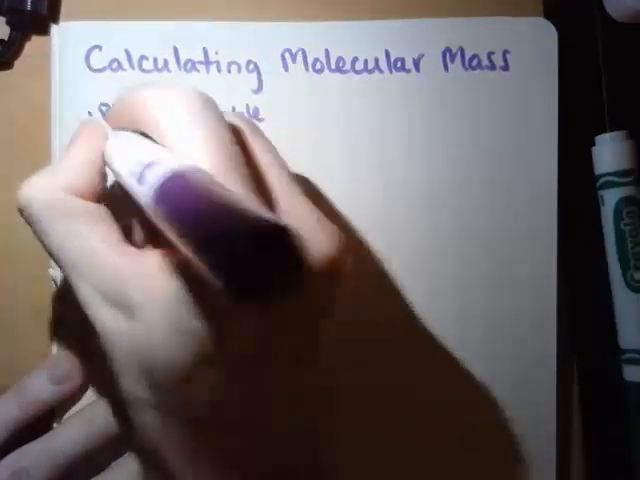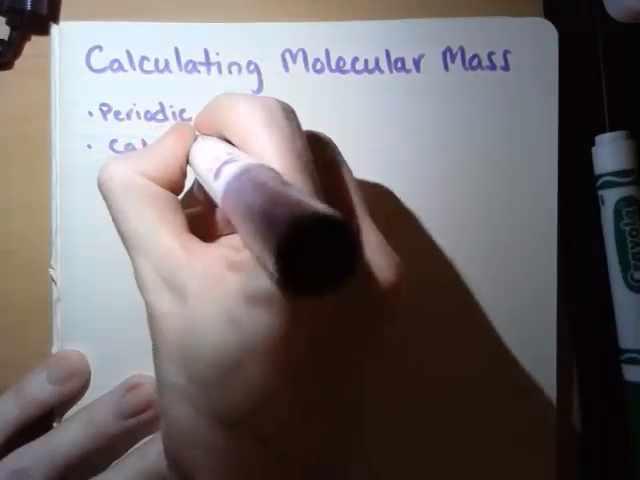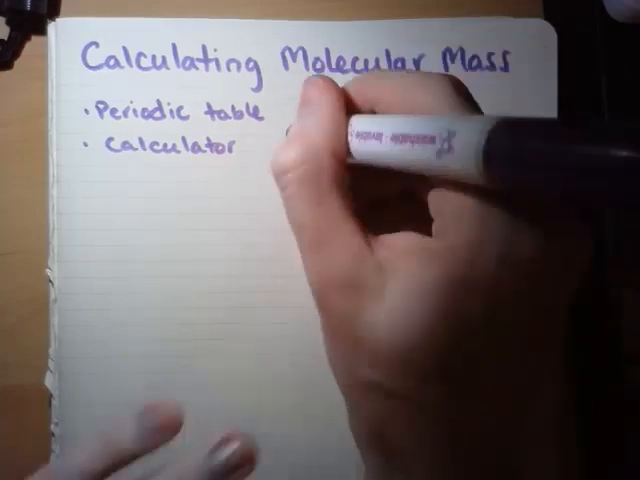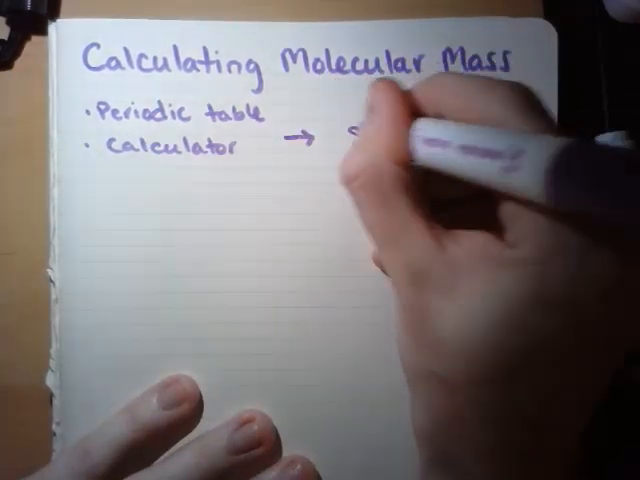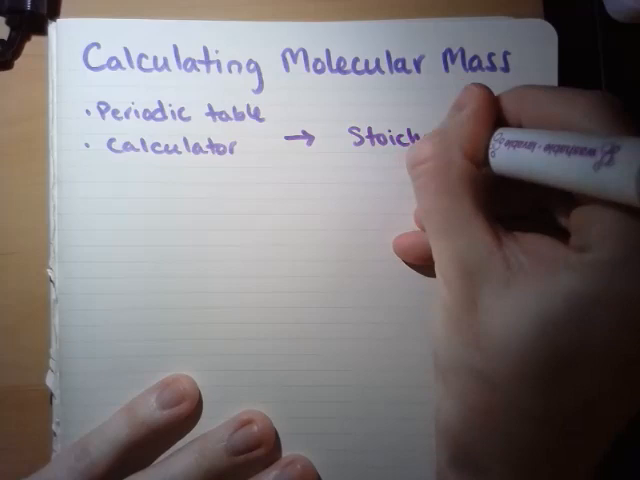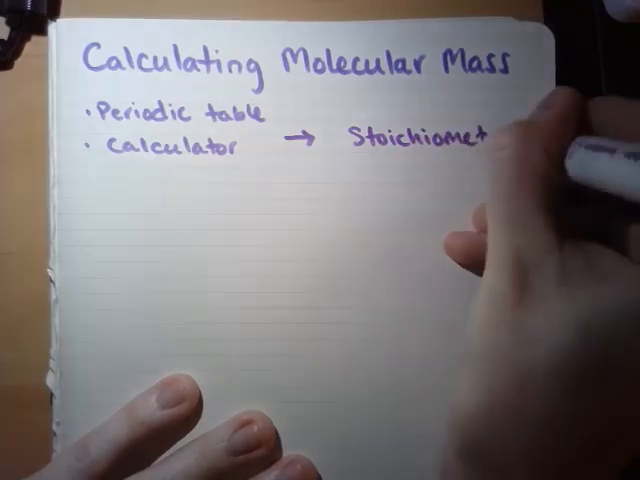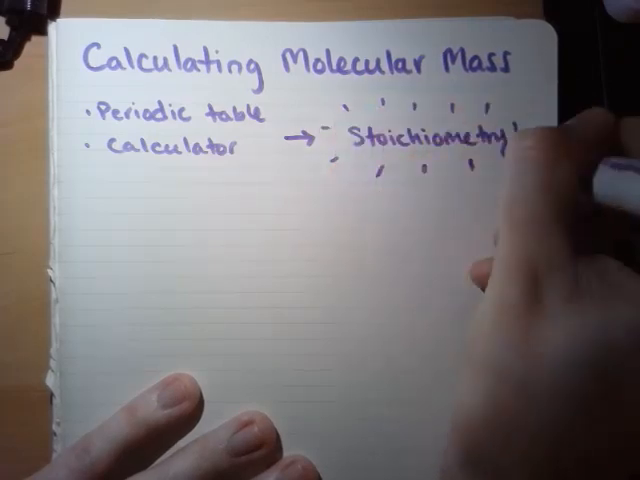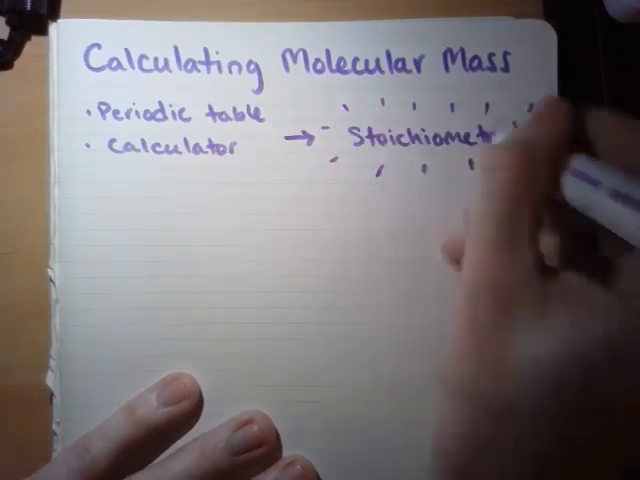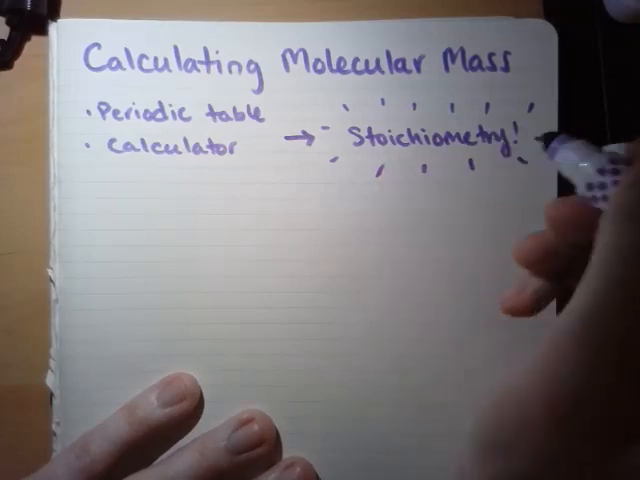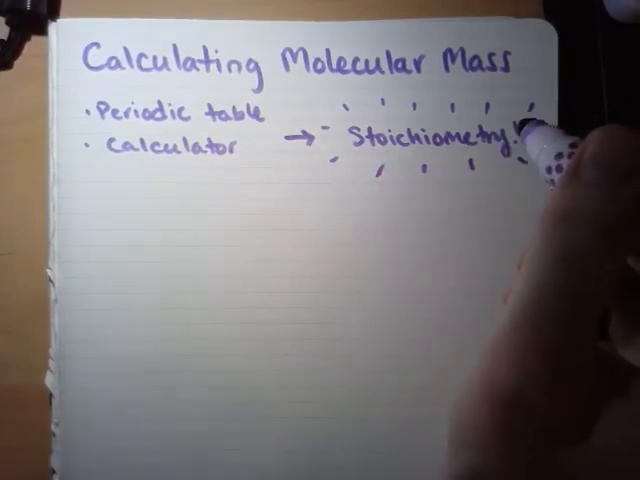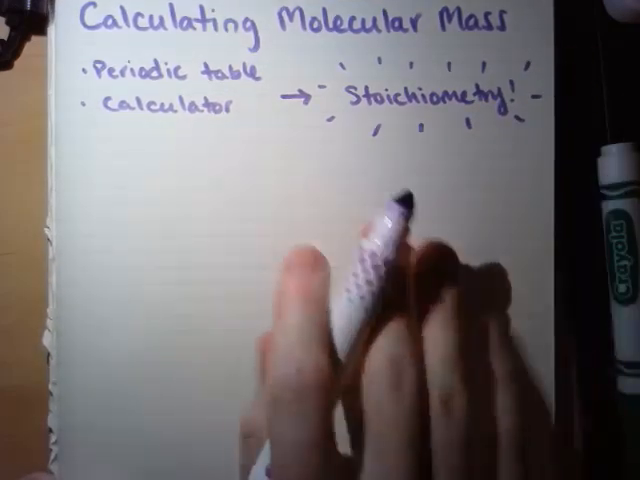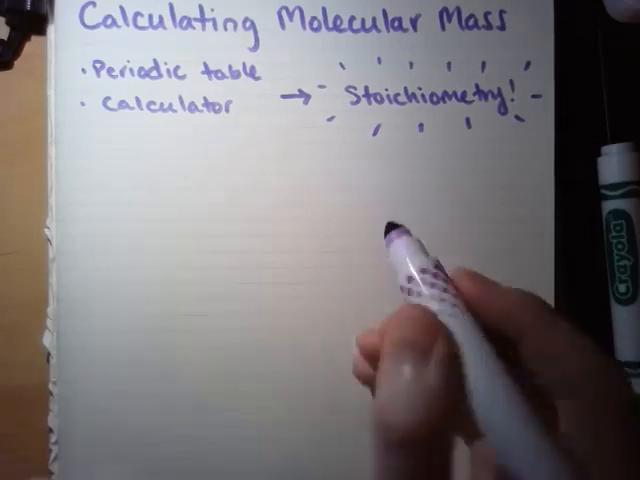So what you're going to need is your periodic table, and you are going to need your calculator for bigger calculations. Now remember, this is all leading up to our study of stoichiometry, which we were doing before we went on to break. So that's really the goal here, to better understand stoichiometry and do those problems better. So we're going to do 4 examples here. Example number 1.